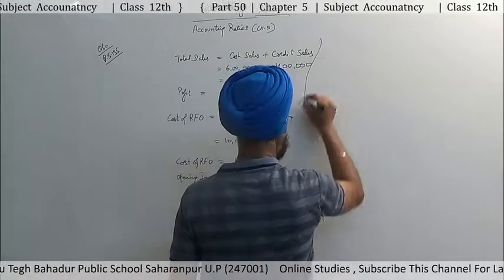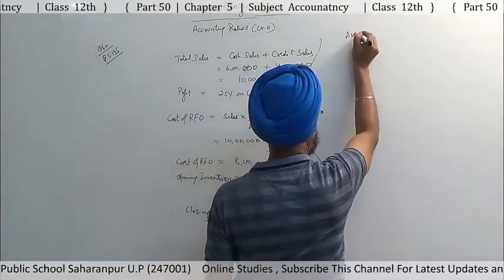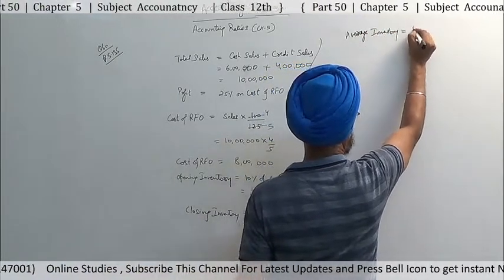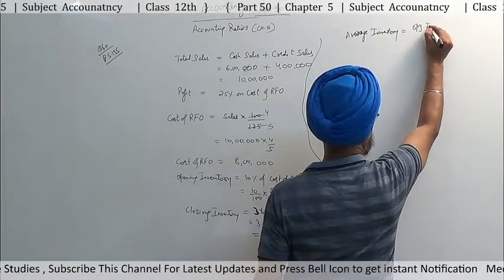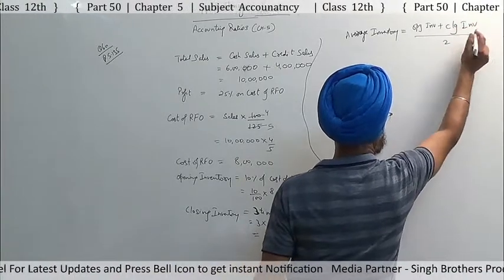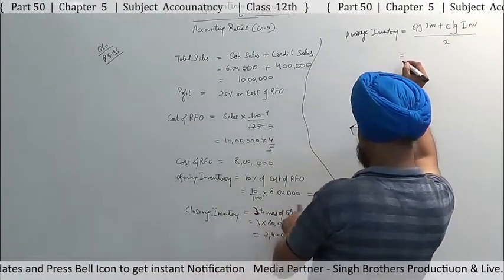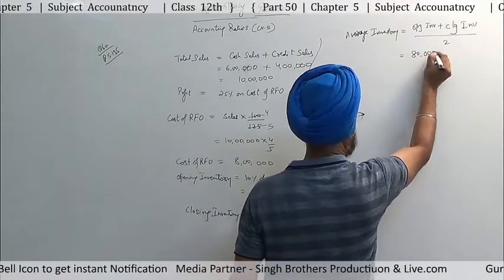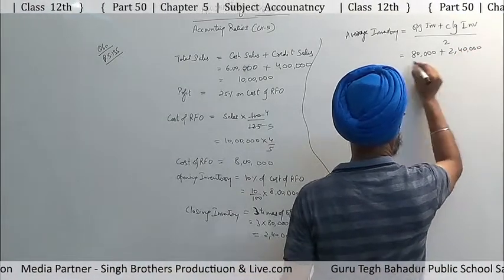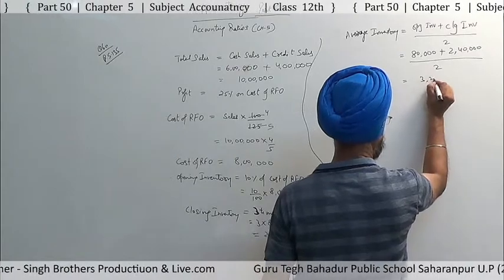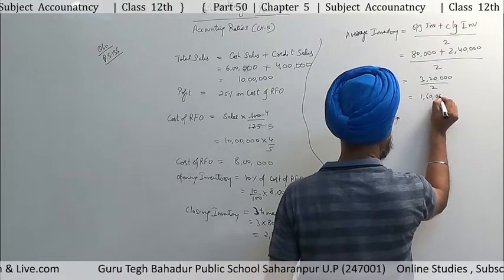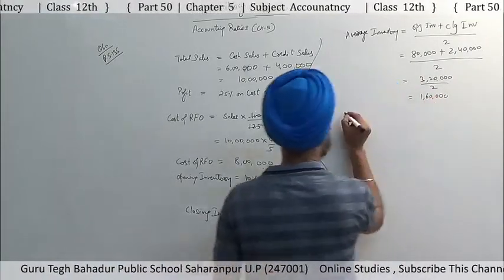Now average inventory is opening inventory plus closing inventory upon 2. Opening inventory it is 80,000 and closing inventory it is 2,40,000 upon 2. This is 3,20,000 by 2. We get 1,60,000 average inventory.